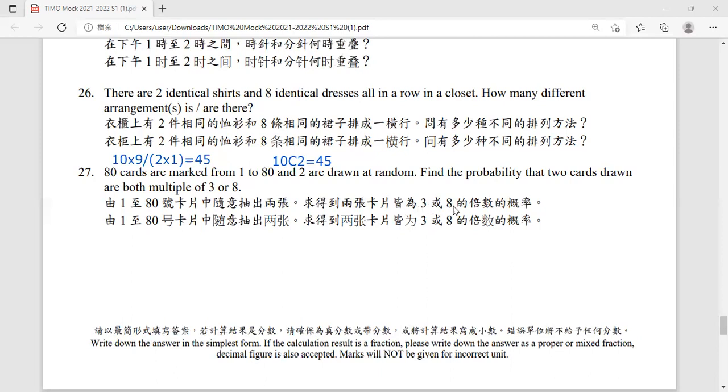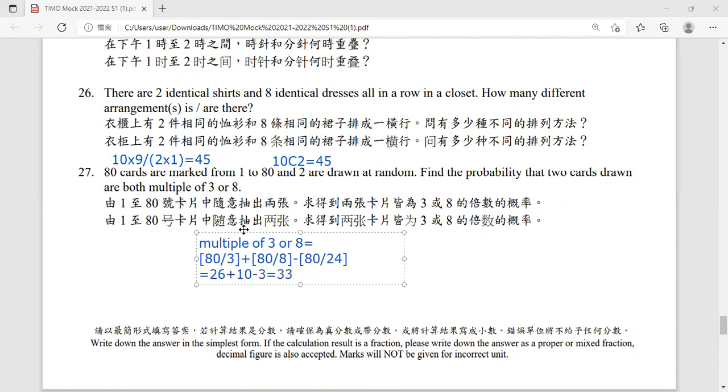Now you have to consider how many cards are in the series. Okay, because there are two cards shown by both multiples of 3 or 8. So minus 80 by 24. Now you have to calculate the number here first, which is equal to 26 plus 10 minus 3, which is equal to 33.